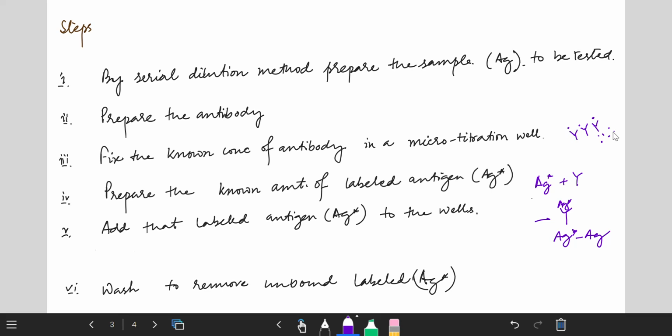Obviously wash it not with water, but with wash buffer. Which kind of wash buffer is used? The composition is 1% trifluoroacetic acid, which is used as wash buffer to remove the unbound labeled antigen.